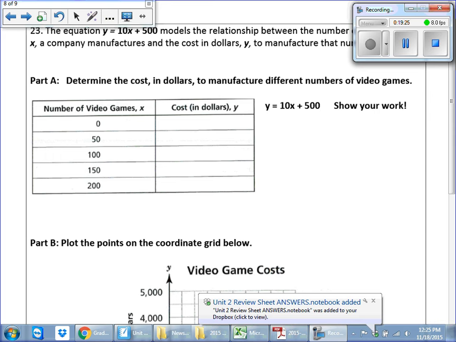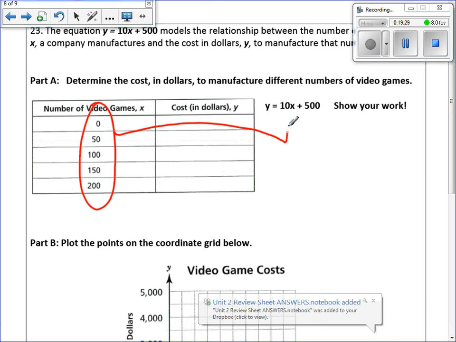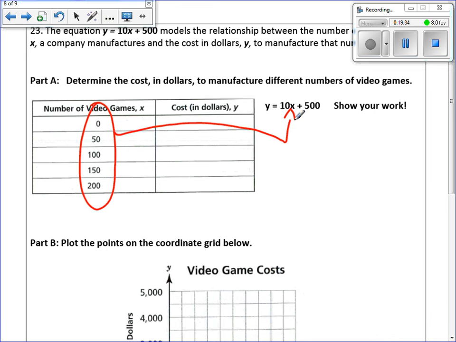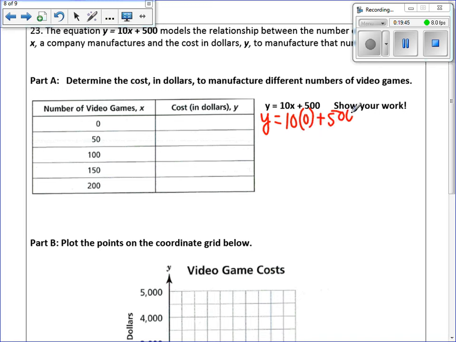You're supposed to do substitution here. Take these x values and substitute them right there where you see an x. Those are x values, there's an x. Substitute. Use your calculator, but show the substitution. So what I mean by that is y equals 10 times 0 plus 500. I am begging you, from this day forward, anytime you substitute a number into a formula or equation, use parentheses.